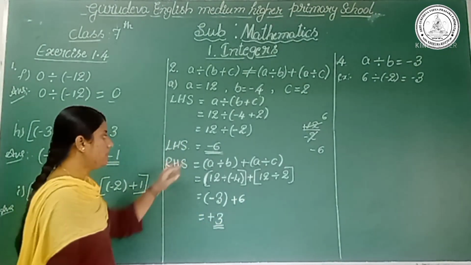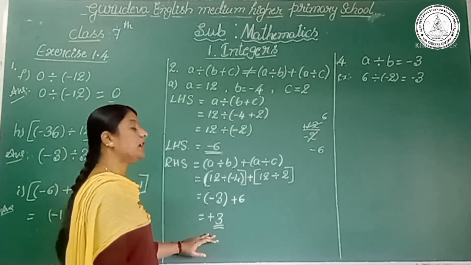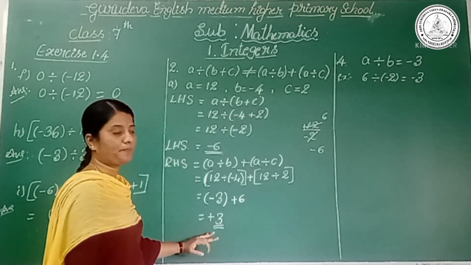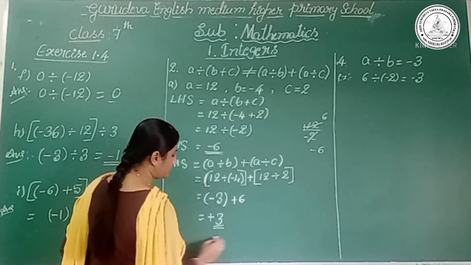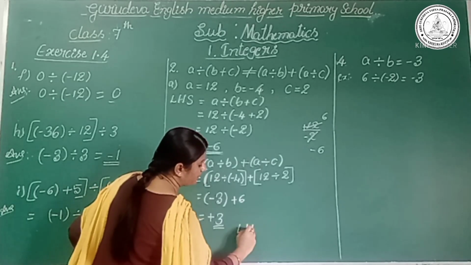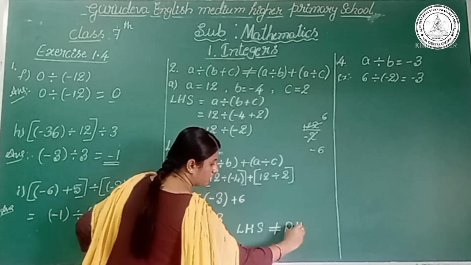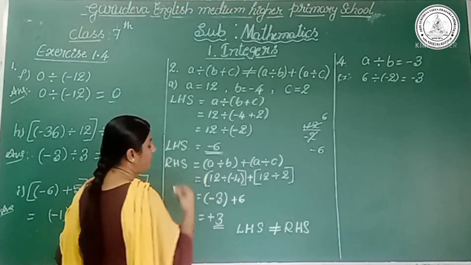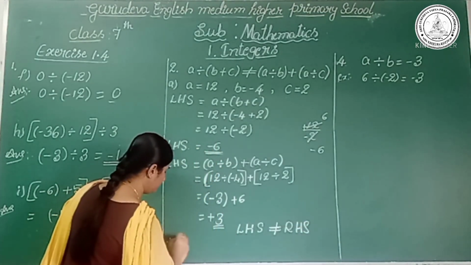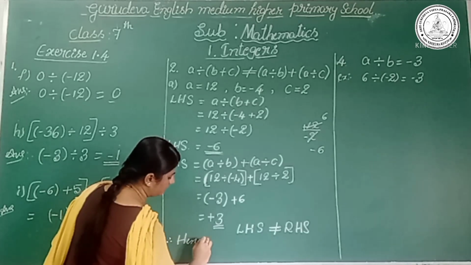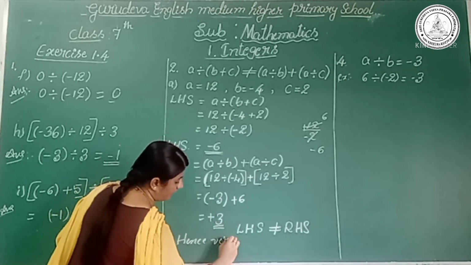So we can see here minus 6 and plus 3 are not equal, right? So we can write it as LHS is not equal to RHS, hence verified.